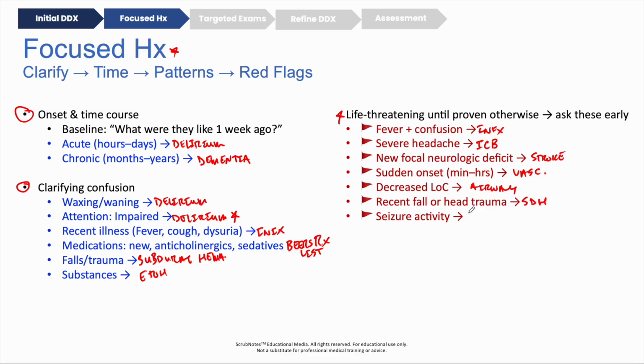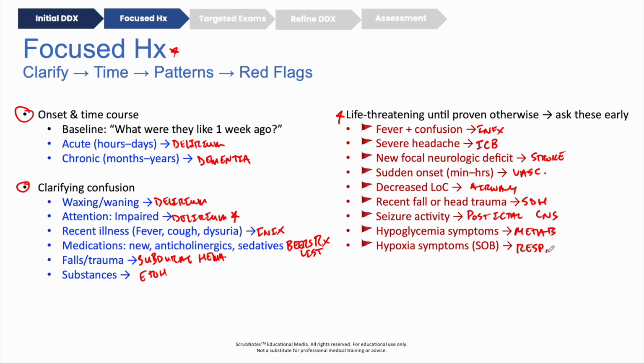Any seizure activity, they could be in a post-ictal state or have some sort of CNS pathology. Hypoglycemia symptoms would be indicative of a metabolic emergency. Any shortness of breath could be respiratory failure or pulmonary embolism. And stiff neck or photophobia could be meningitis.